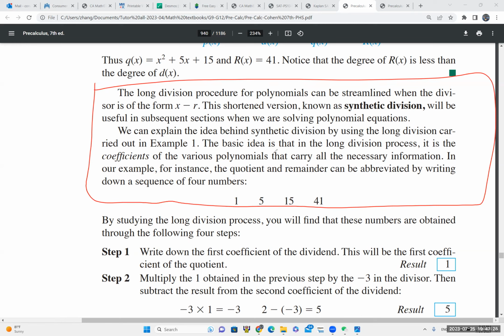The basic idea is that in long division, it's the coefficients of the various polynomials that carry all the necessary information. The coefficients can be abbreviated by writing down a sequence of numbers.